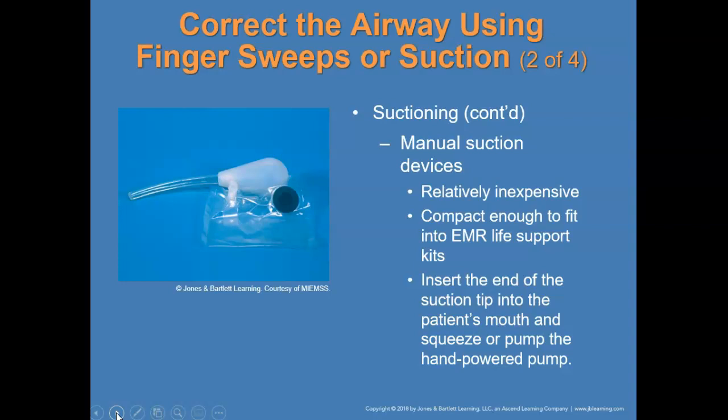Manual suction devices are relatively inexpensive and compact enough to fit into EMR life support kits. Insert the end of the suction tip into the patient's mouth and squeeze or pump the hand-powered pump. So this is just kind of like an adult version of what they use when babies are born, when they suck the stuff out of their nose holes. This is similar, but for adults.